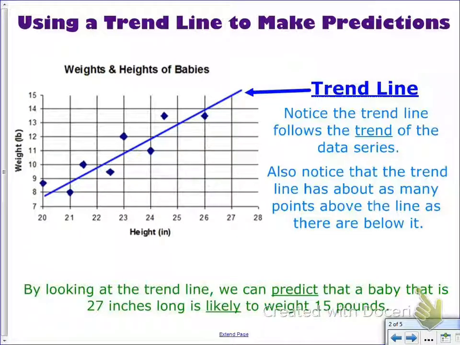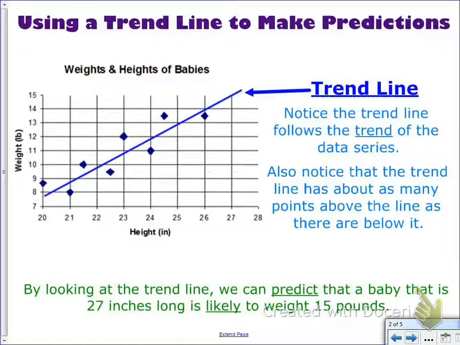So if we look at this 27-inch mark, which is right here, we see that it hits that trend line at the 15-pound weight mark right here. So we know, just like it says in green, that we can predict that a baby that is 27 inches long is likely to weigh 15 pounds or is going to weigh around 15 pounds. Now that doesn't mean that when we have a 26 or 27-inch baby, that baby can't weigh 12 pounds or 20 pounds. They can, we're just using it based on this trend.